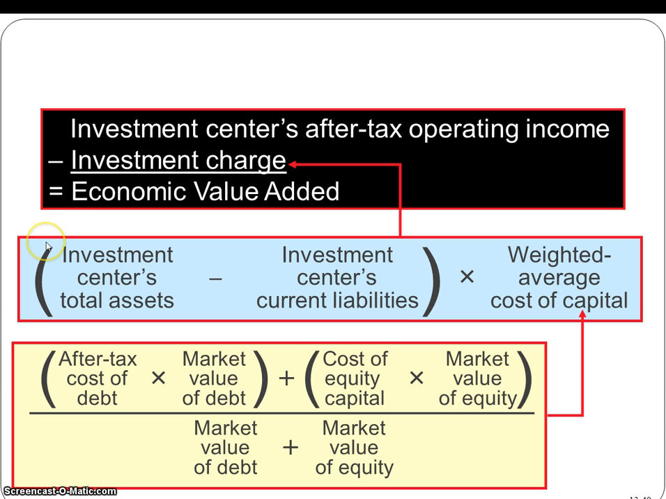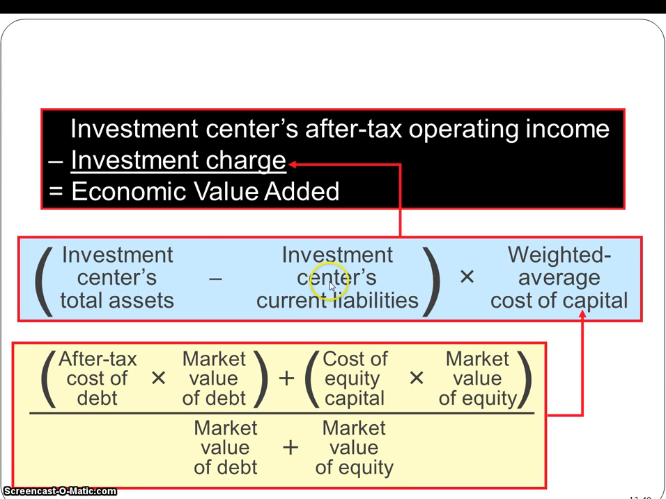To calculate the investment charge, you would take the investment center's total assets minus the investment center's current liabilities, and that would give you a working capital number or a net assets number. So this is like the net assets of your business. These are all your income producing assets. Remember the textbook definition of an asset from your 201 class: it's a resource to the entity that has future economic benefit to the entity. So we're trying to get at what is the future economic benefit on these assets.